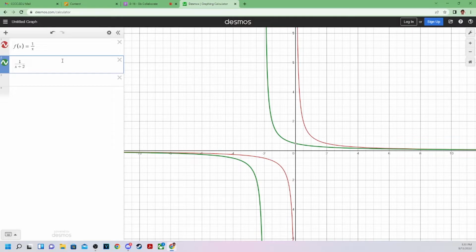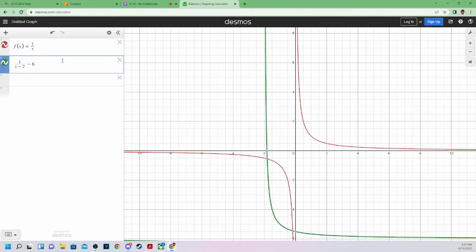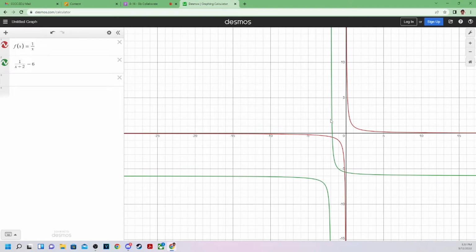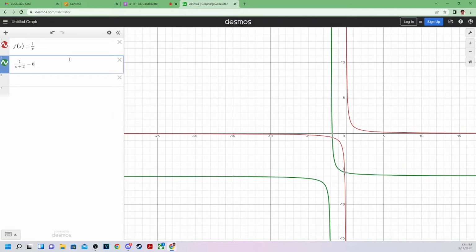Then we're also going to subtract 6, which means 6 down. Well, now if I zoom out, you can see that from that point over here, I move 6 down. So now it's over here. So this is the idea of transforming different types of functions. And this is how mathematicians graph functions without a calculator.